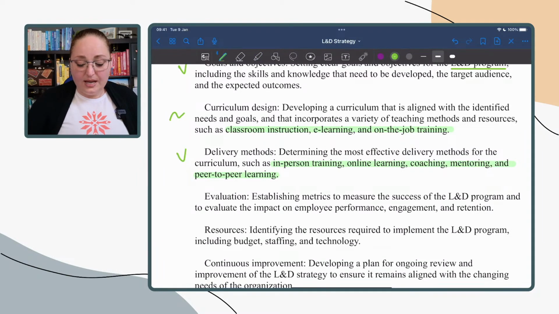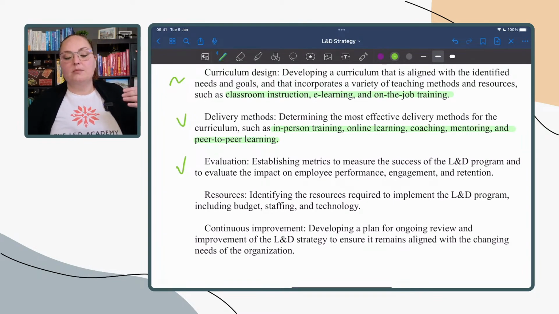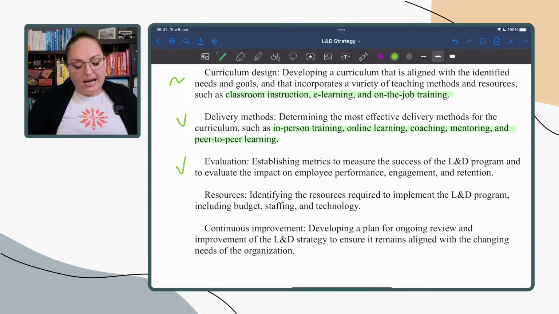So that checks out. Evaluation is the next part. Establishing metrics to measure the success of the L&D program and to evaluate the impact on employee performance, engagement, and retention. So yes, 100% yes, this is accurate. Your strategy should include a mechanism of how you're going to measure the success, or how you're going to realize whether or not what you've done is essentially what you had to do and what you achieved is essentially what you wanted to achieve. So yes, evaluation is definitely part of it.